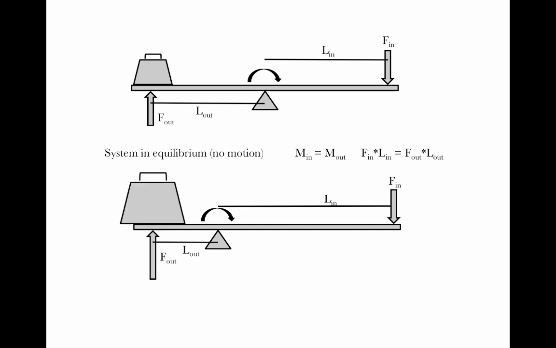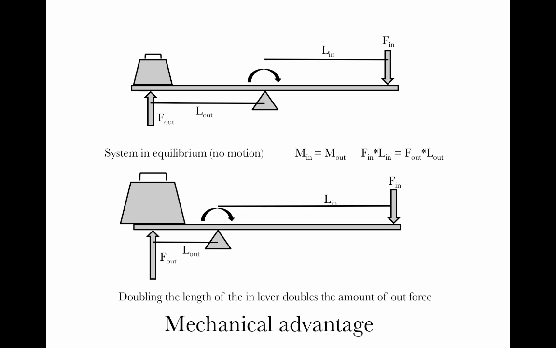It turns out that means we can double the amount of force that we can balance with this system in equilibrium. Why? Because if the input lever is twice as big as the output lever, the output force is going to have to be double the input force to keep this system in equilibrium. So doubling the length of the in lever doubles the amount of out force you can generate with this lever system. And we call this being at a mechanical advantage. You get more force out than you put in because of this lever system.